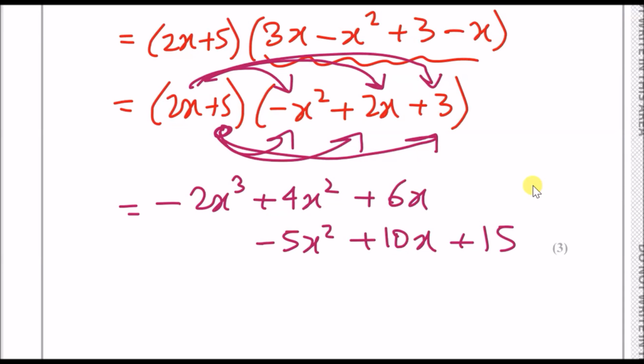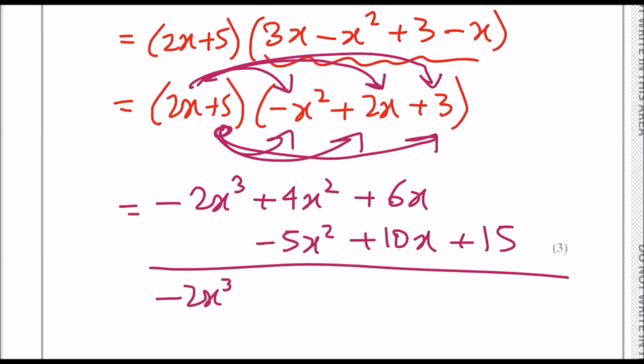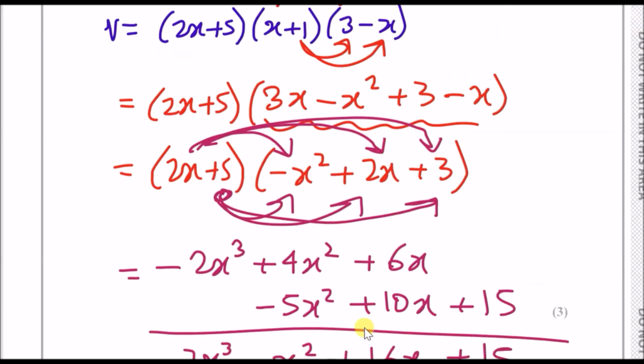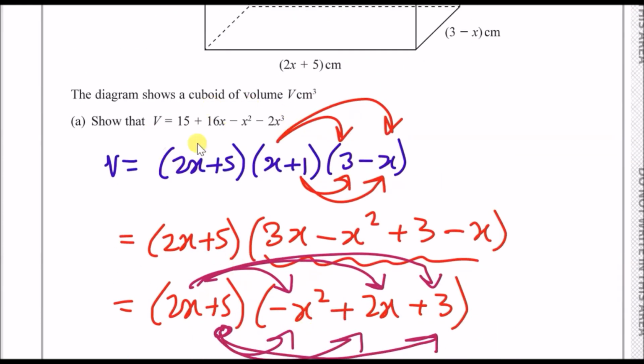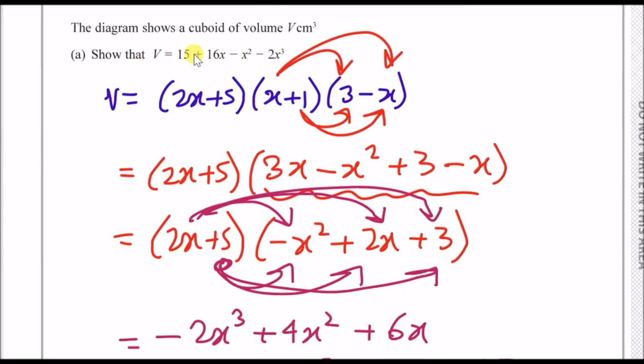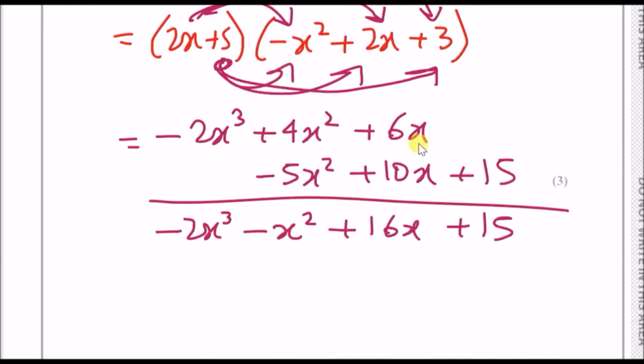Now finally, all you want to do is just put a line and then collect the terms. So in order, you got minus 2x cubed. That goes first. 4x squared minus 5x squared is minus 1x squared. 6x and 10x is 16x and plus 15. And then checking with our result, is it the same? Yes, it is. Except they did it backwards. It shouldn't be a problem, but just for the sake of it, just also write it like that, yeah? So I would say volume equals this, and then copy this out in that order, and you're done.